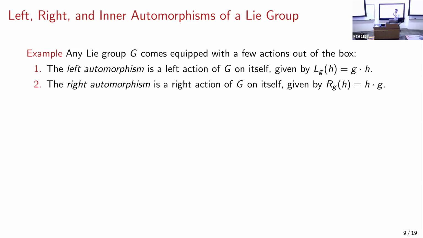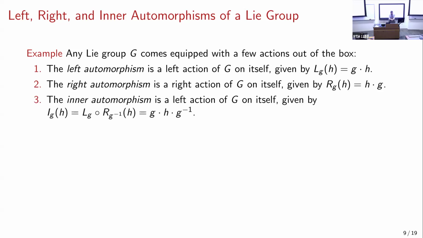Like we may be familiar with in robotics, rotations in 3D space don't commute, and so often there's a distinction between these. There's one more group action that is pretty important that shows up, and that's called the inner automorphism. This is a left action of G on itself, which is just the composition of the left action and then the right action, but for the inverse element. And it's pretty easy to verify that if we compose this twice, we can verify this is in fact a left action, the way we've defined it.